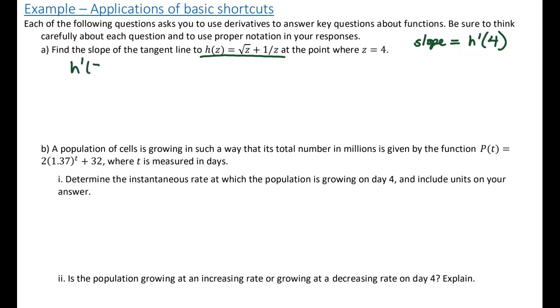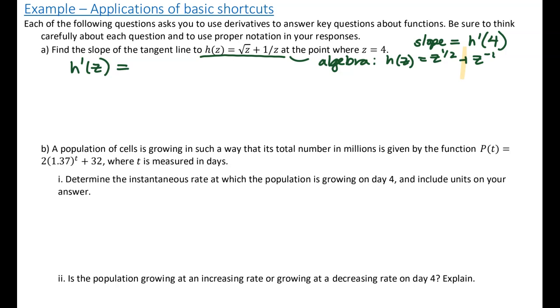So h prime of z maybe requires just a tiny little bit of algebra to get it set up. So the algebra step is to say that the function can be written as z to the 1/2 plus z to the -1. So we need to be good with those exponents, or things are going to be a little harder for us. There are no constant multiples in this, but it is a sum, so that just means that we'll look at the two totally separately.